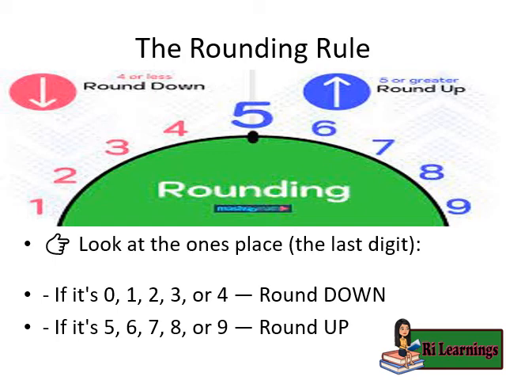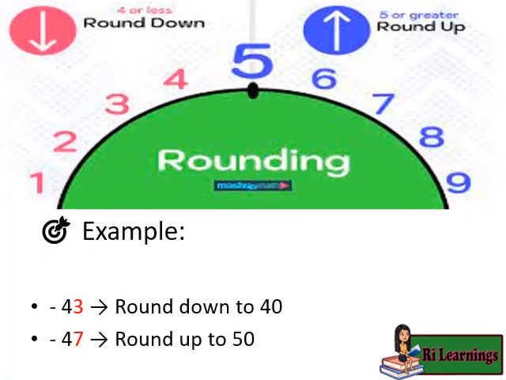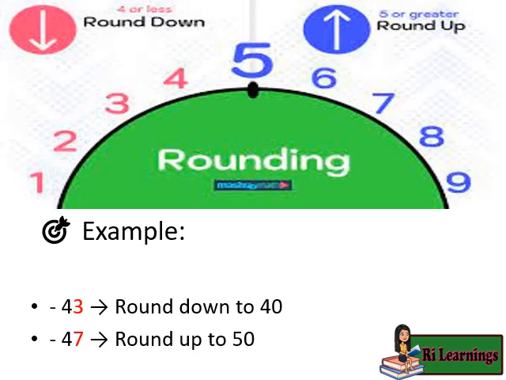The rounding rule. Look at the ones place, the last digit. If it's 0, 1, 2, 3, or 4, round down. If it's 5, 6, 7, 8, or 9, round up. Example, 43. Round down to 40. 47. Round up to 50.